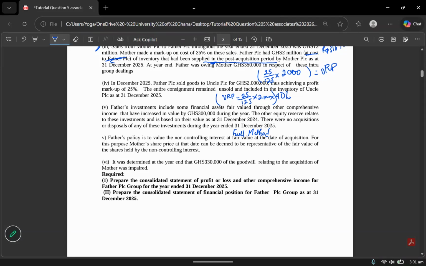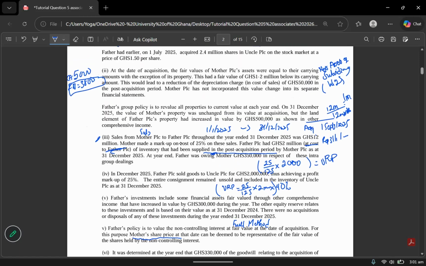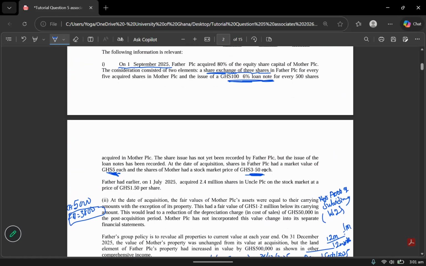How did they say you should get the goodwill? I said earlier that some of the questions will give you the fair value of NCI as a whole, and some of the questions will give us the price. In this question, we're not given the fair value as a whole, but they said we can use Mother's share price to find that. So what is Mother's share price? Here, there it is. The statement.